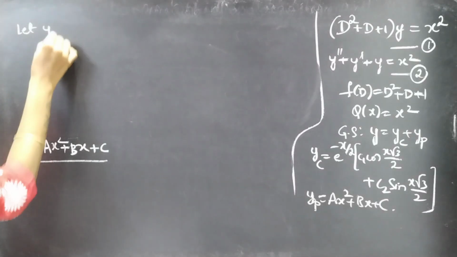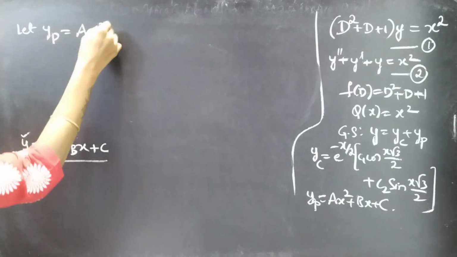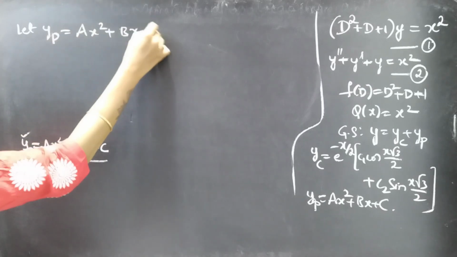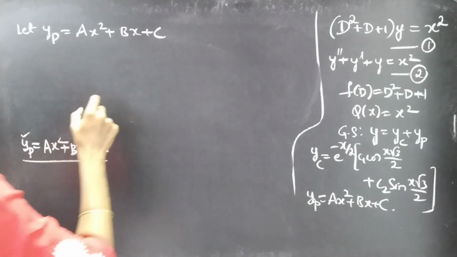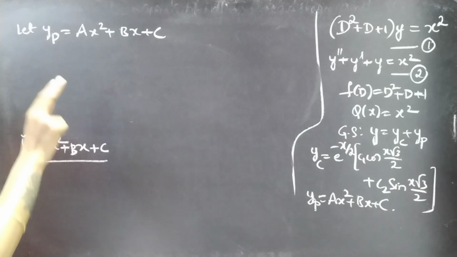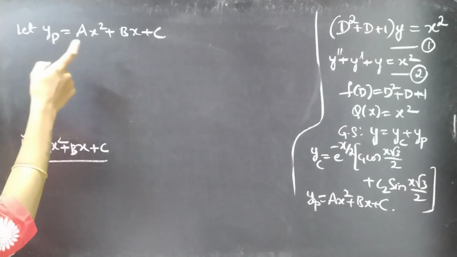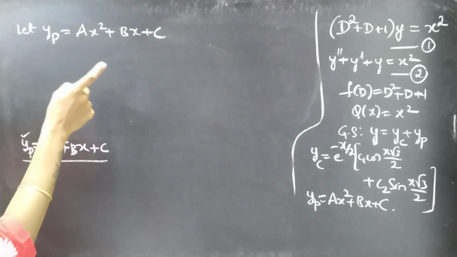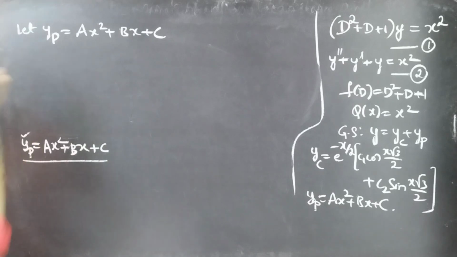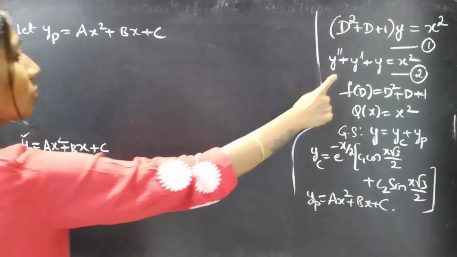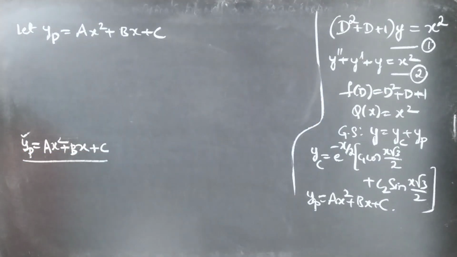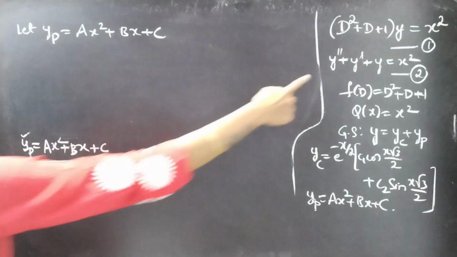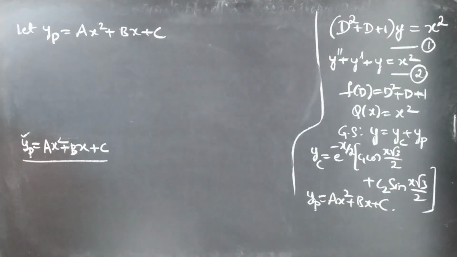Let yp equal ax square plus bx plus c. So we have picked a yp such that it satisfies the given differential equation. That means we can write the differential equation in terms of yp. For that purpose only we have written the given equation in terms of y, so that it will be easy to change this equation in terms of yp when it's necessary.